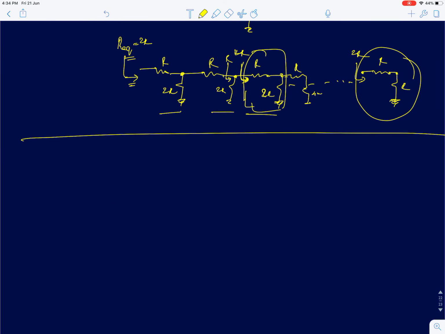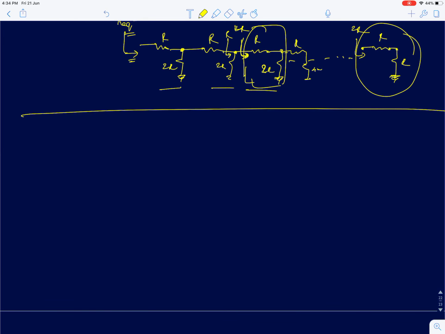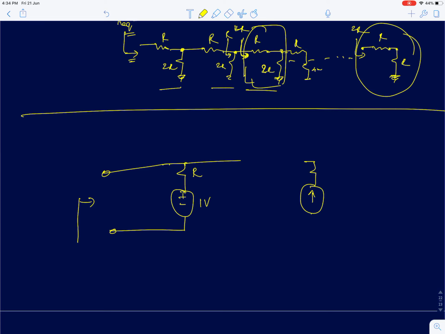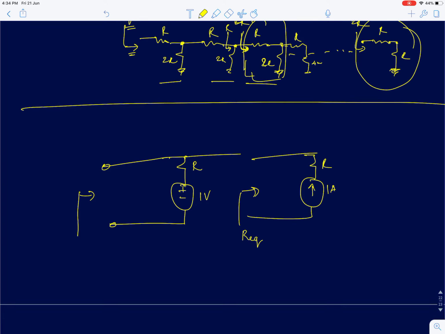And let me just give you some small circuits to test your understanding of the basics of resistors, whatever we have discussed so far. So if I have a resistor and a DC voltage source, say of value 1 volt, and I have a resistance of value R, what is the equivalent resistance at this point? And I have a resistance and I have connected a current of 1 ampere. Now I'm asking you to find what is the equivalent resistance for this circuit looking at this point.